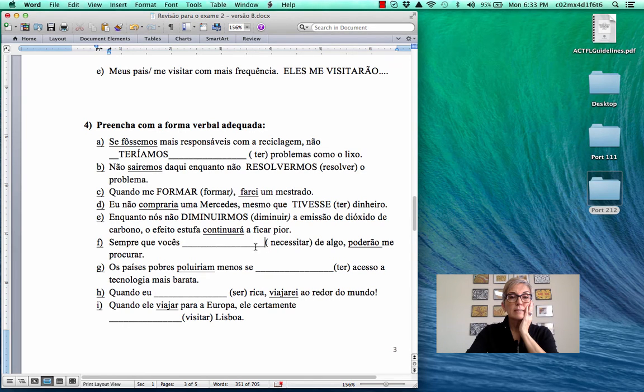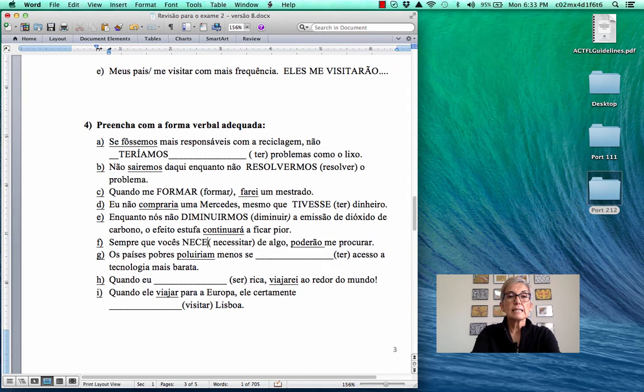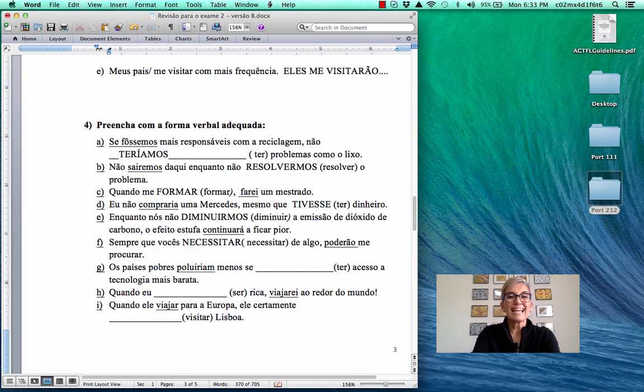Sempre que vocês, so every time you, and then here you have poderão, futuro do indicativo, right? So here it has to be futuro do subjuntivo. Sempre que vocês necessitarem de algo, poderão me procurar.